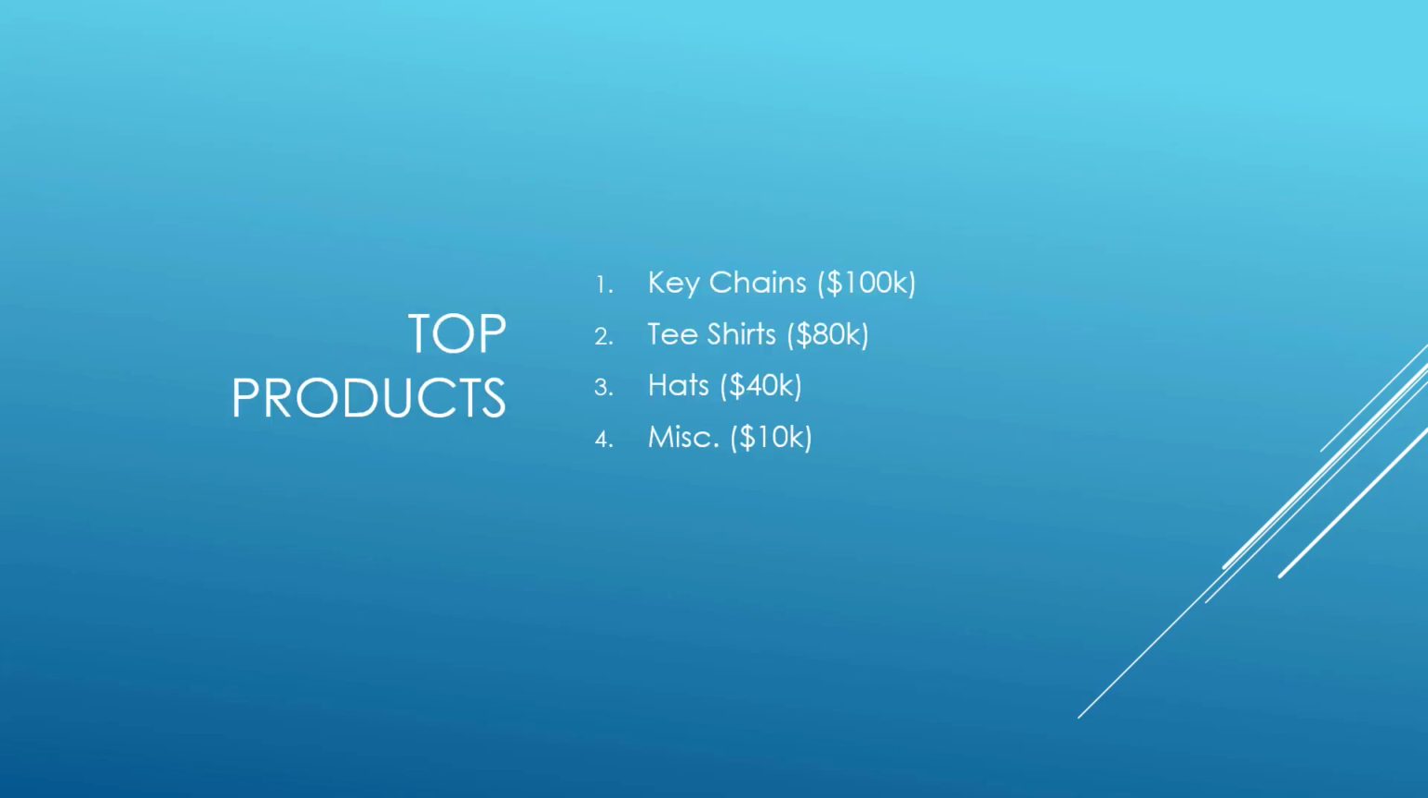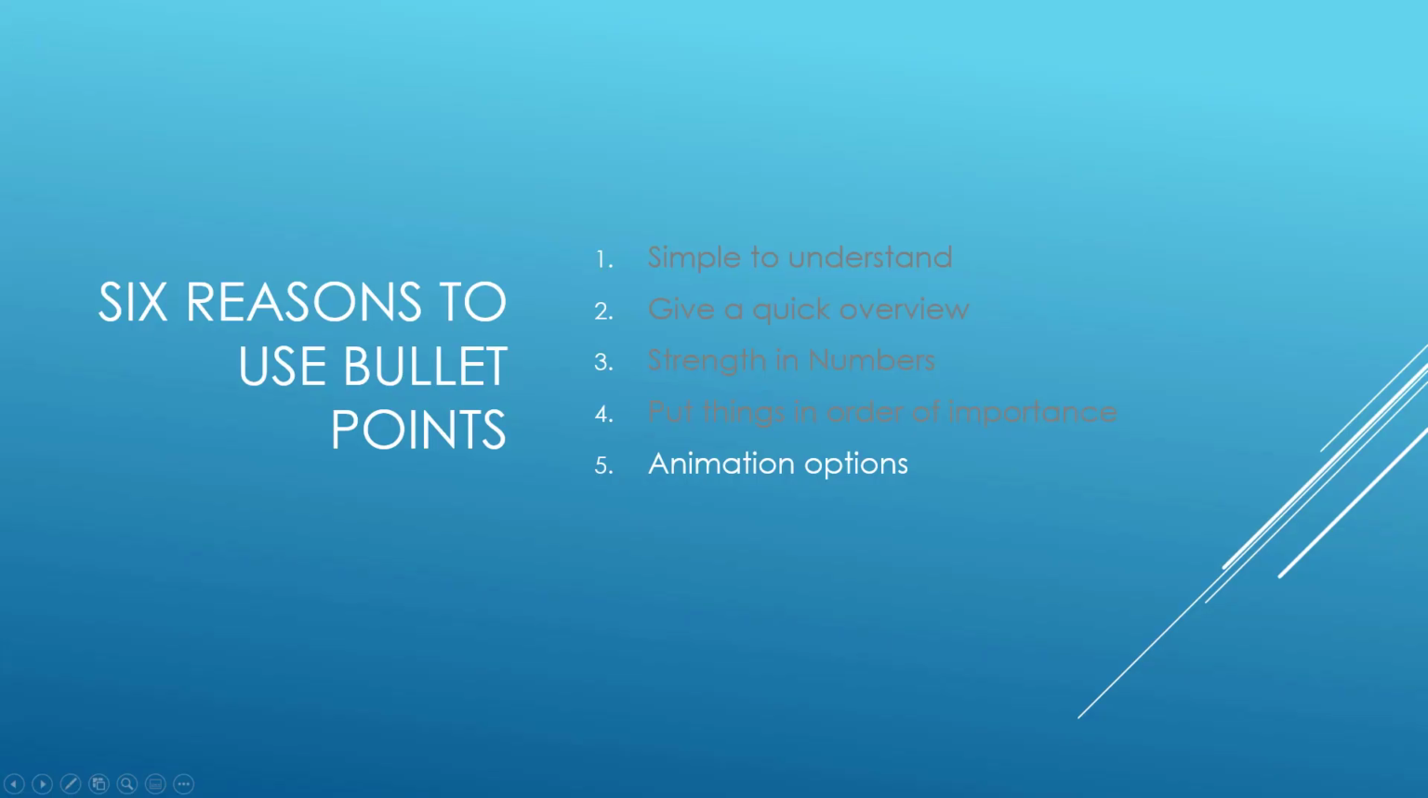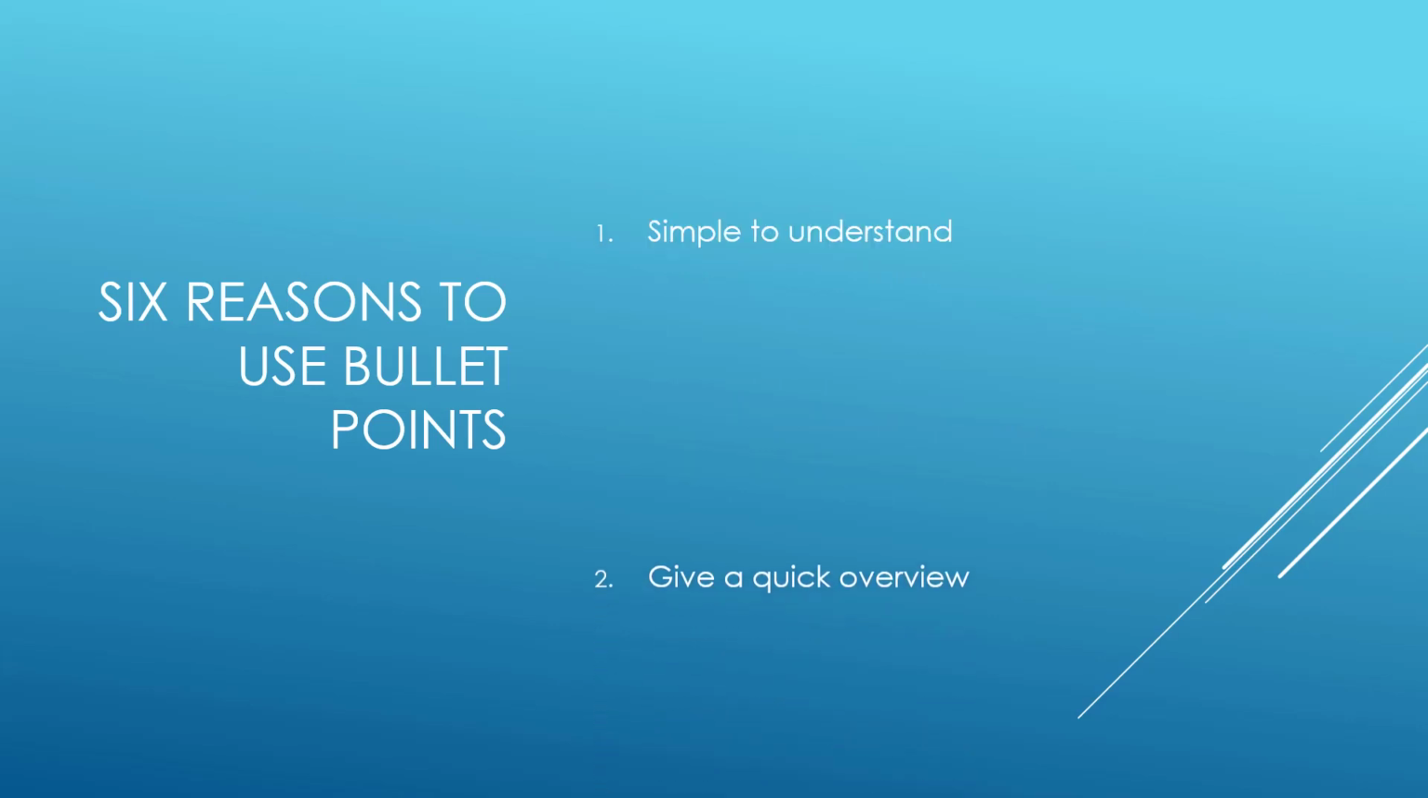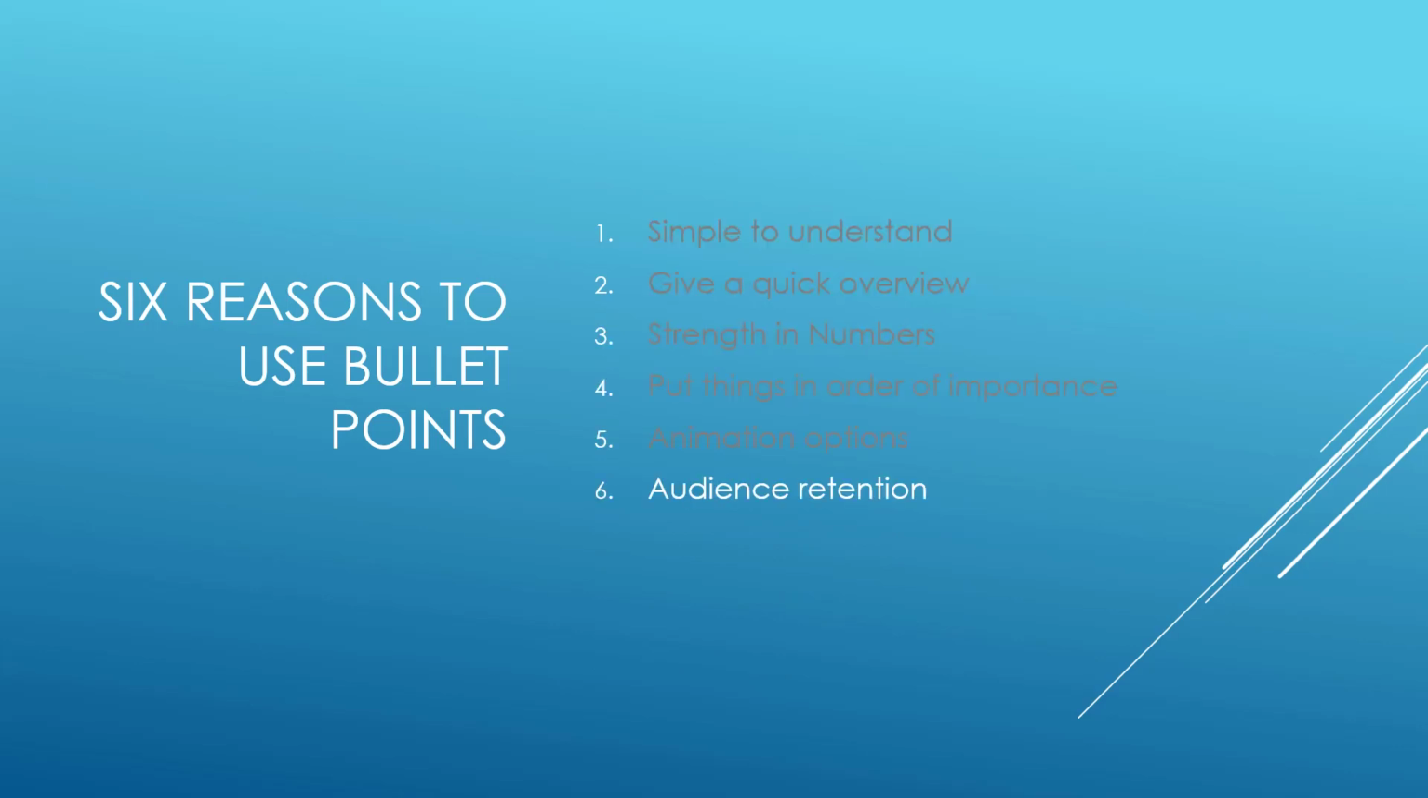Put things in order of importance. Bullet points can also help in ranking products or projects in your presentation, or put items in an order of importance. Animation options. Animate your bulleted list to maintain audience attention. Use fade-ins, motions, and darken used bullet points. Audience retention. When done well, bullet points make for a quick understanding of the contents so that your audience can also focus on listening to you speak and retain more information.